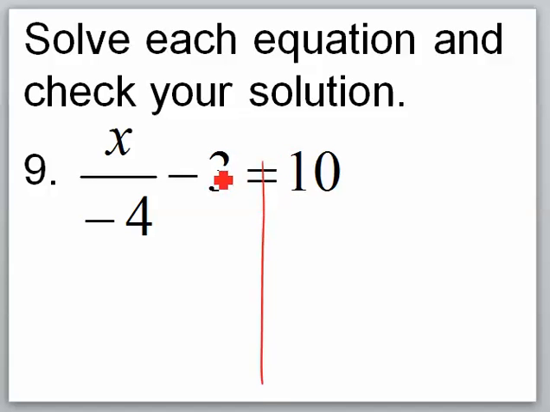Again, we're going to go ahead and get rid of the minus 3 by adding 3. We're creating that 0. X over negative 4 equals 13. Then what we're going to do is we're going to create a proportion and cross multiply and solve.